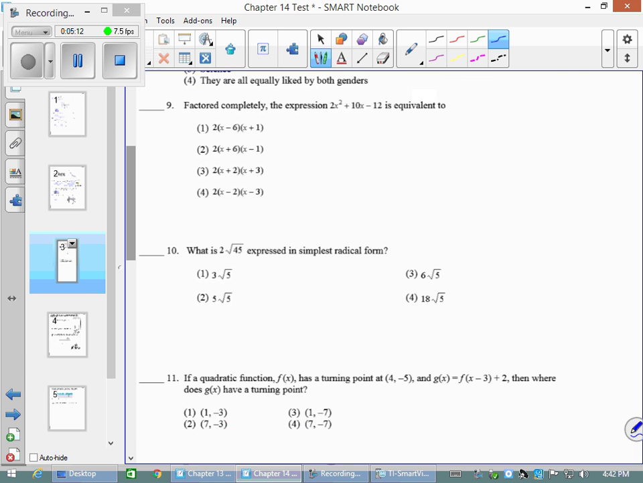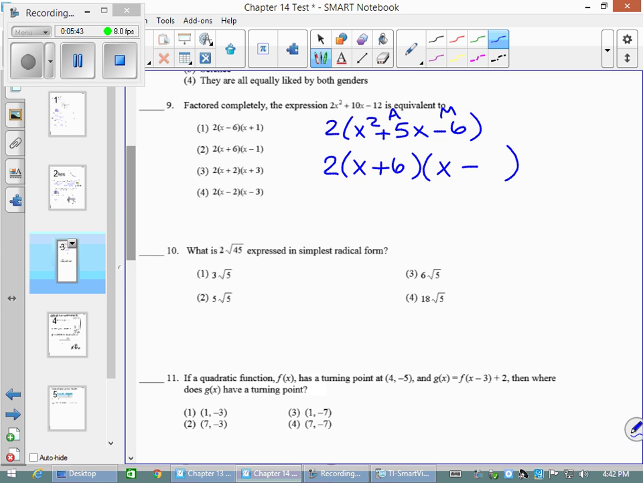Number 9 says factor completely. What would this expression be equivalent to? So when I look at this trinomial, I can see there's a GCF of 2. So when I factor out that GCF, I end up with the trinomial x squared plus 5x minus 6. And the 2 is multiplying in front. So when I continue factoring, I have to remember that my 2 has to be brought down. And now I'm asking myself what multiplies to negative 6 while also adding to positive 5. And that's going to be positive 6 and negative 1.